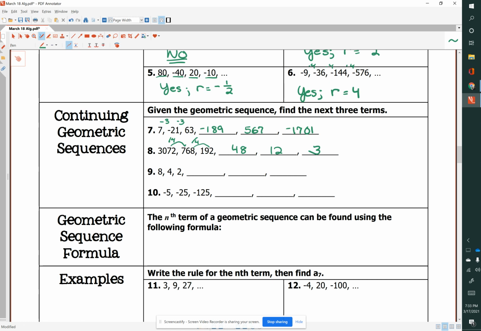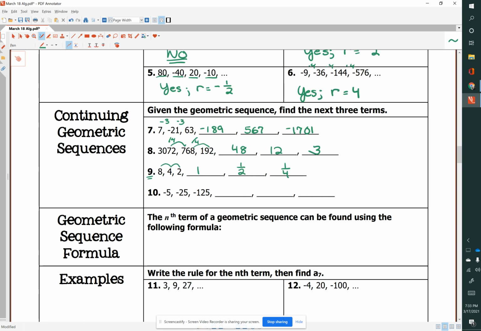Okay, in this case of number 9, we have 8, then 4, then 2. So each one of these numbers is 1/2 of the number before it. So half of 2 would be 1, half of 1 is 1/2, and half of 1/2 is 1/4.